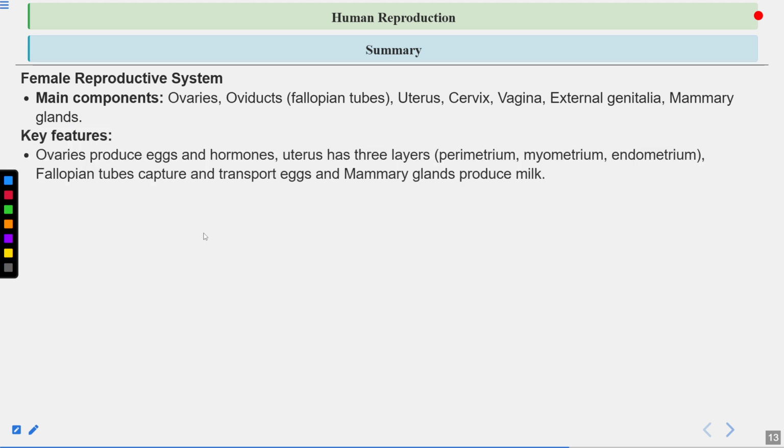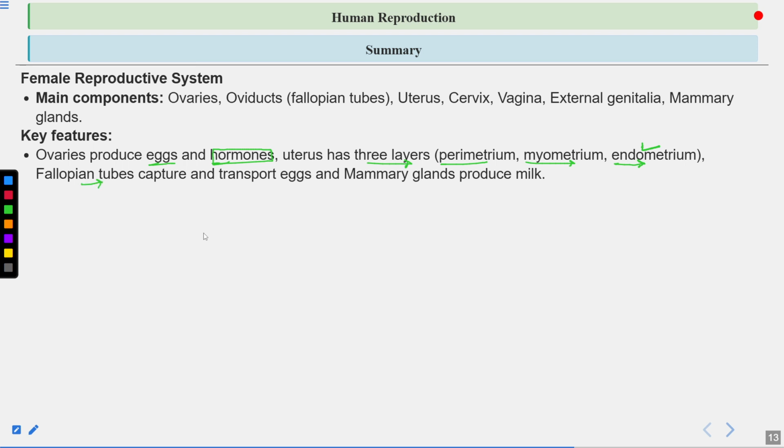Now, what are the key features of the female reproductive system? In the ovaries, eggs are produced and hormones are also produced, estrogen and progesterone. Now, the uterus has 3 layers. Perimetrium, this is the outermost membranous layer. Then myometrium, this is the middle layer, made up of smooth muscles. Then endometrium, this is the innermost wall, made up of glandular tissue.